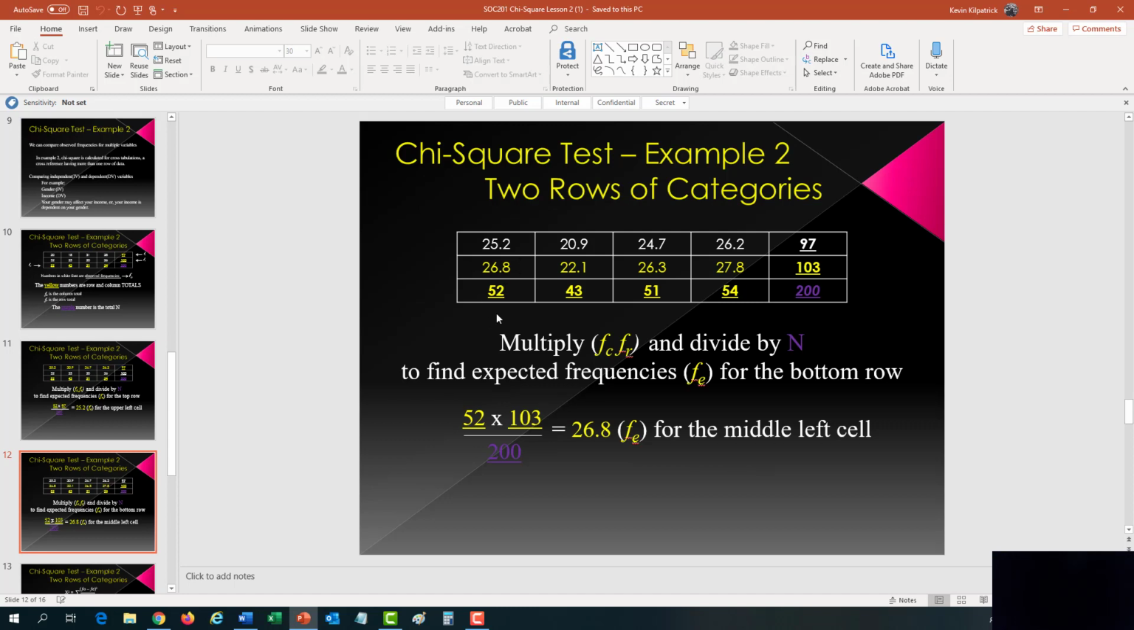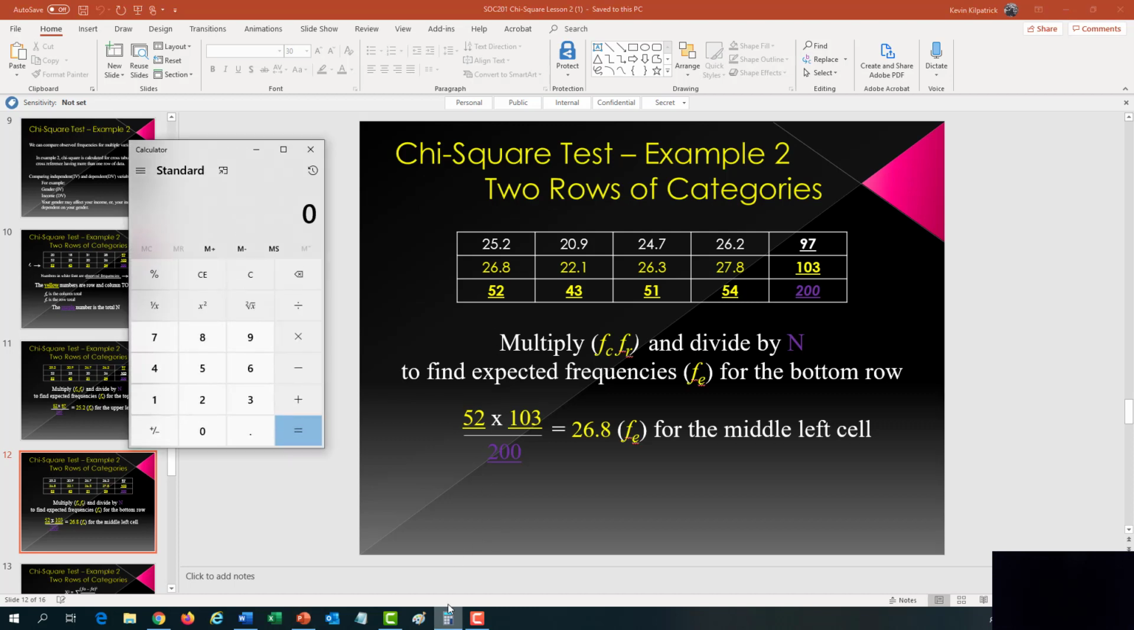Okay, so in order to get this number, 26.8, I'm going to multiply 52, which is the column total, times 103, which is the row total here, get that result, and then divide by 200. And that gives me 26.78, which I'm going to round up to 26.8.